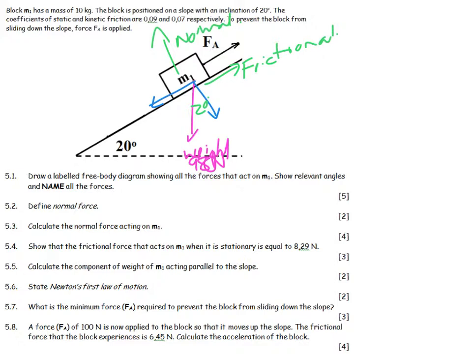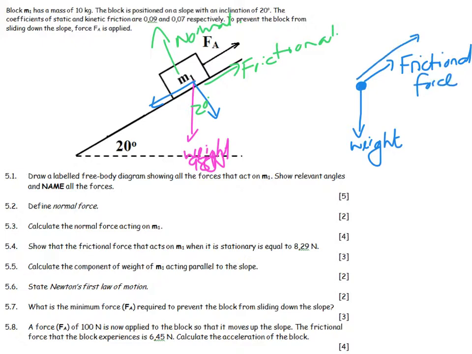Then it says, draw a labeled free body diagram of all the forces acting on M1. I personally like to put the slope in, but you don't have to. But you do have to say weight acts perpendicularly downwards. You then have to show the frictional force acting up, and you have to label it friction, or frictional force is even better. There is an applied force up this slope. Nothing's moved, so it's all still in balance, and there is a normal. And then it says it wants an angle, so best you put a little dotted line over there and stick 20 degrees in over there.